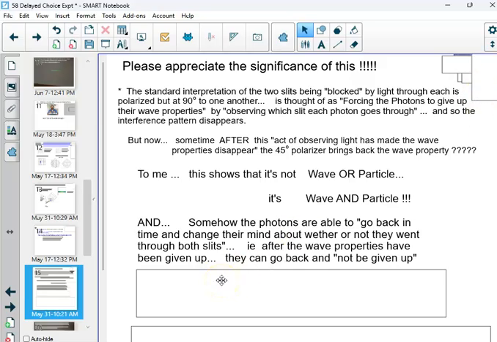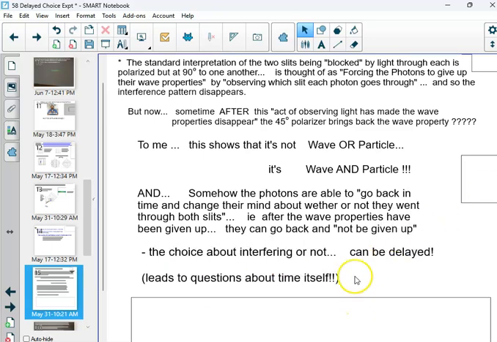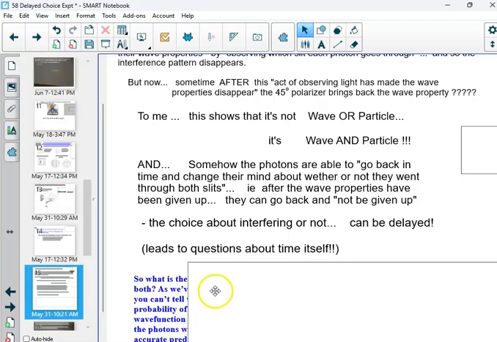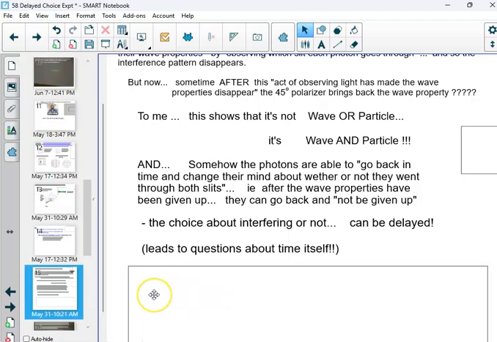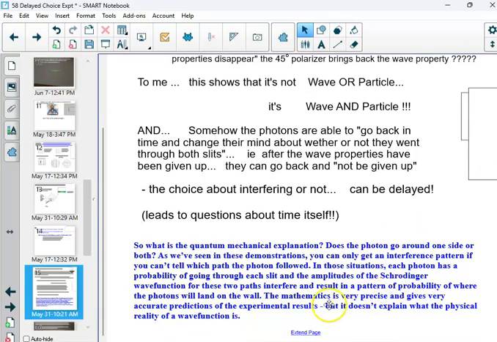And de Broglie has the wavelengths of particles itemized out and measured and confirmed. But somehow the photons are able to go back in time and change their mind as to whether or not they went through both slits or not. After the wave properties have been given up, they can go back and not give up those wave properties, right? So the choice about interfering or not apparently can be delayed or decided later, however you want to think of it. It's kind of bizarre, right?